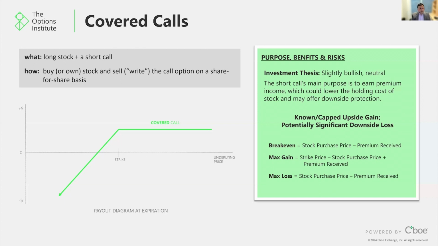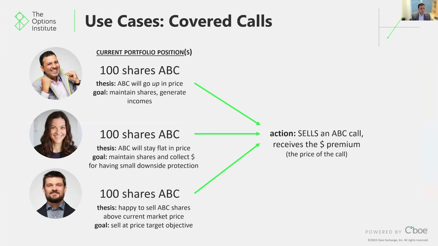I usually find walking through option strategies is easier when I have a use case. So what we'll do next is walk through 3 different use cases of when someone could use a covered call strategy. In the first case, you have Nishank, who thinks ABC stock will go up in price. He has 100 shares of ABC, and his goal is to maintain the shares, so keep it, don't sell it, and generate income along the way.